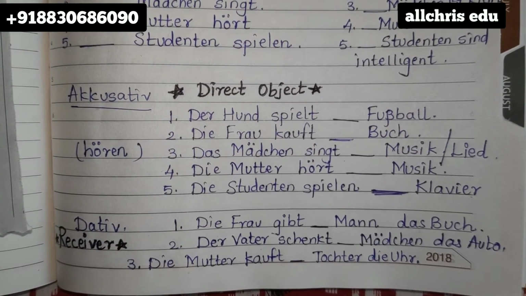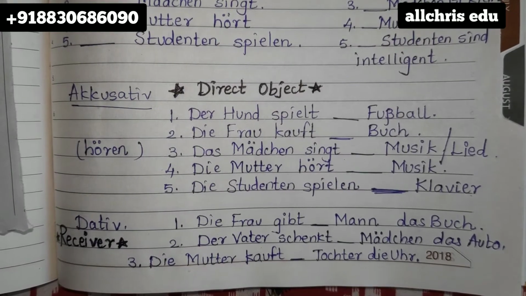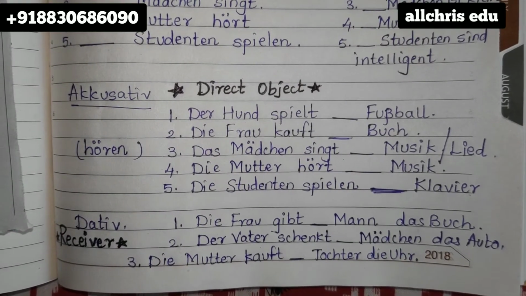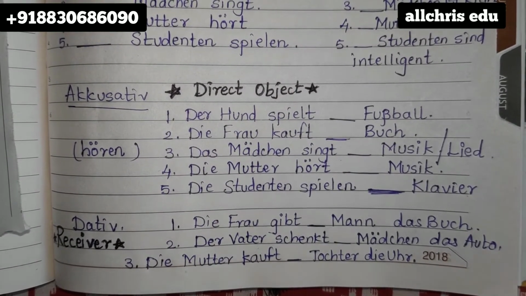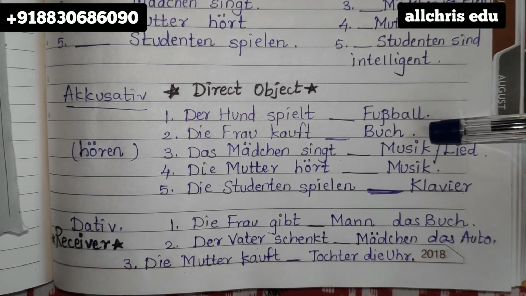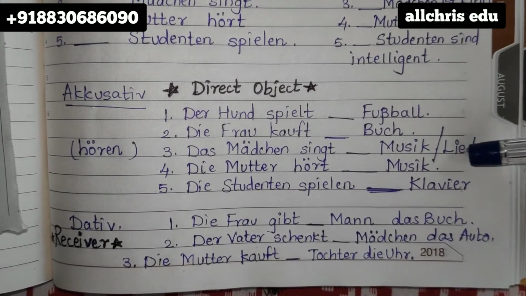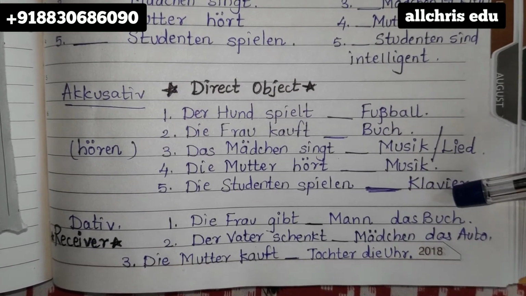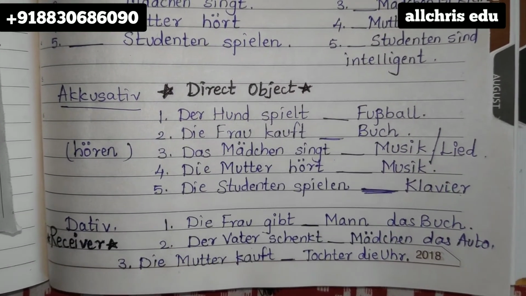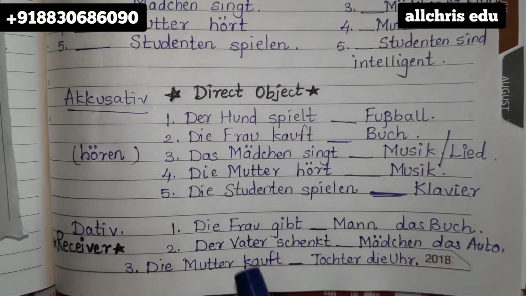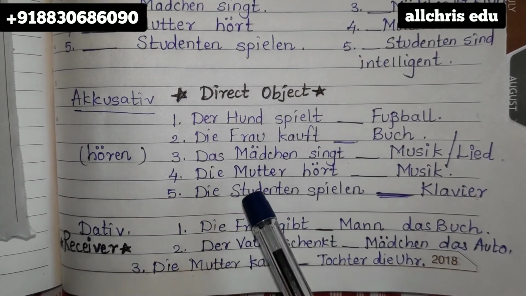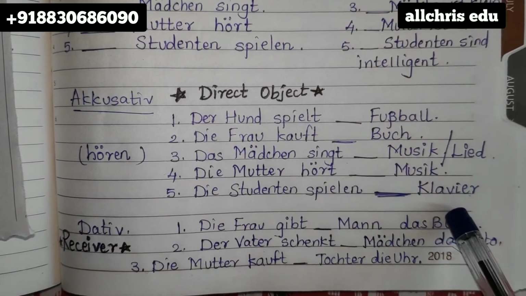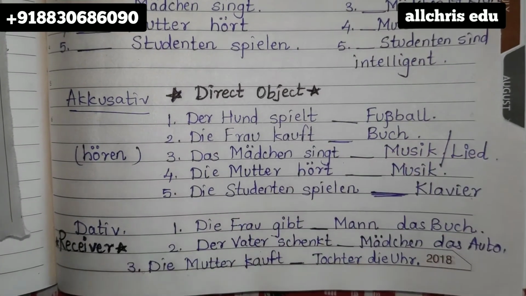Object, I don't mean to say non-living thing. I'm not talking about non-living things. I'm talking about something or someone on whom we do action. So we are doing action on Ball, Buch, Musik, Lied. Lied means song. Musik, Klavier. Klavier means piano. So we are doing action on them. Students can play piano. Piano cannot play students. So of course this is the doer of the action and this is the one on whom we do action.